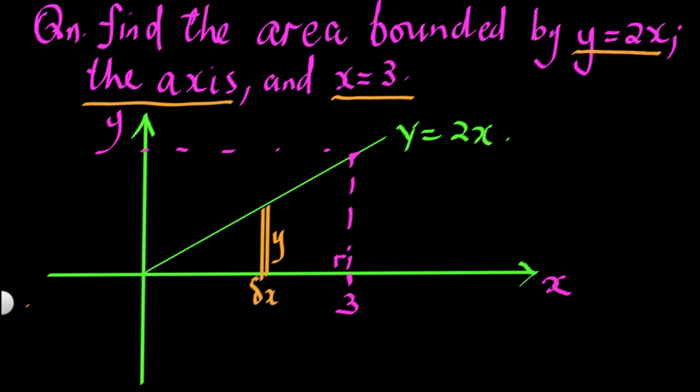So dA, the area of this small strip, dA is equal to y times dx. This is the area of this small strip. It is a rectangle, so the length of the rectangle is y, the breadth of the rectangle is dx. If we multiply y and dx, we get dA, the area of that strip.